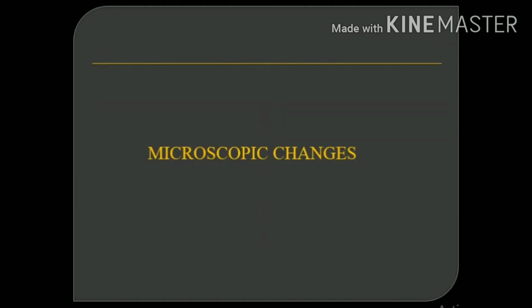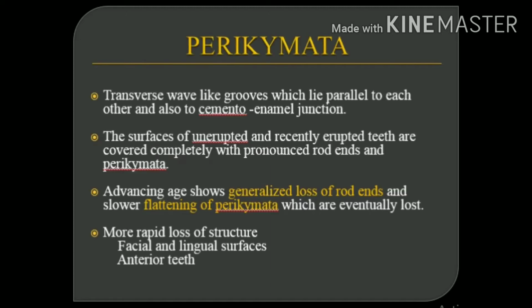Moving on to microscopic changes, let's talk of perikymata. Perikymata are basically the transverse wave-like grooves. They lie parallel to each other, and also parallel to the CEJ. So the surfaces of unerupted and recently erupted teeth are covered completely. They have pronounced rod ends, and perikymata are clearly visible.